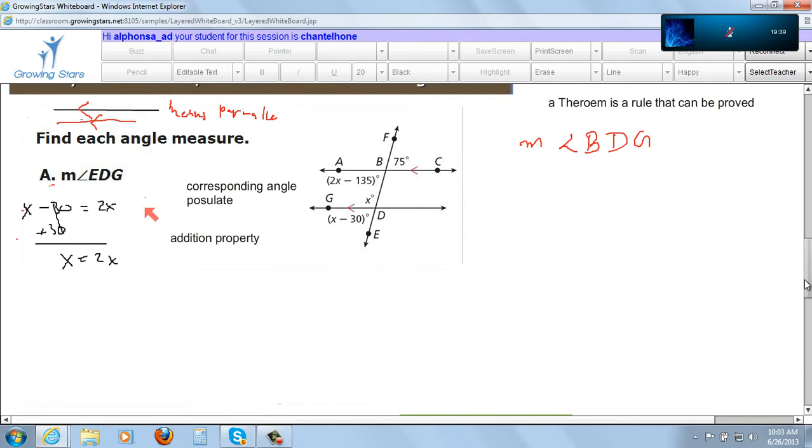Can I start differently? Instead of doing the addition property, I can subtract 2x. Okay, no problem. So you have to mention here subtraction property. That's all. So mention here subtraction property.